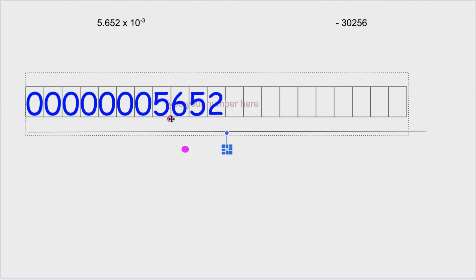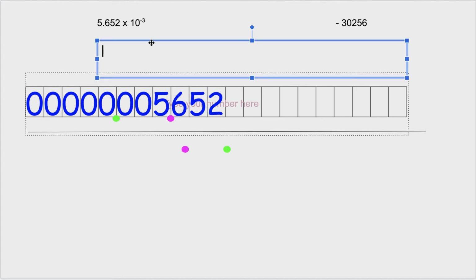And then I'm going to use the green to help me figure out where my new one goes. So if I'm here between the 5 and the 6 originally, 10 to the negative 3 tells me to move to the left 3 digits. 1, 2, 3.